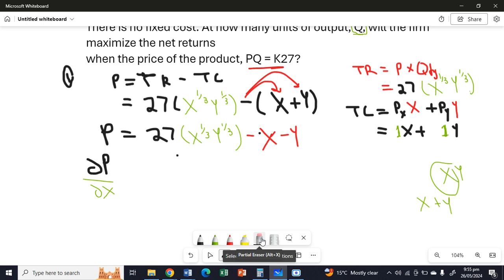When doing partial differentiation, if the variables are attached, you only derive one and you leave the other one. But if the variables are separated, usually by a plus or a minus sign, then one of them disappears.